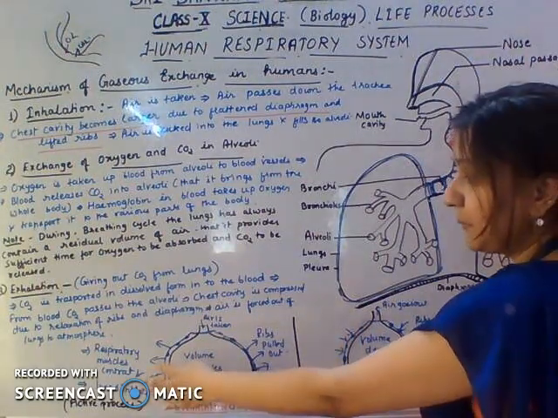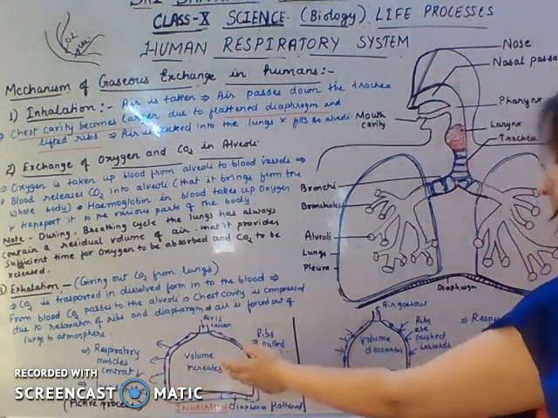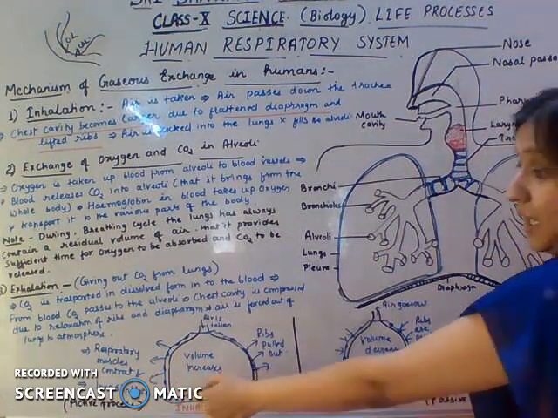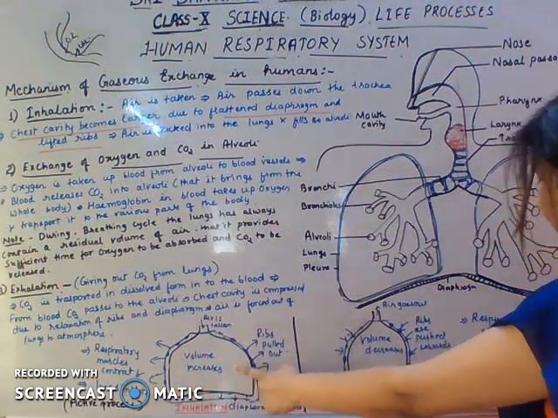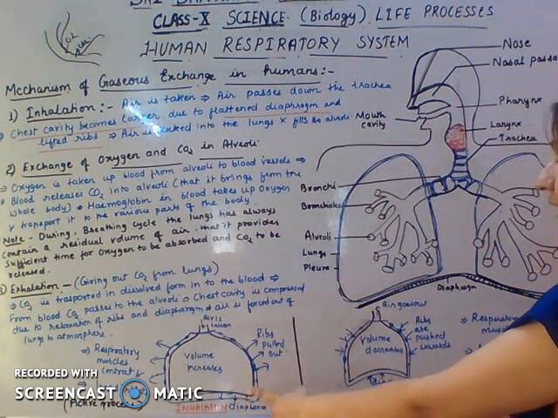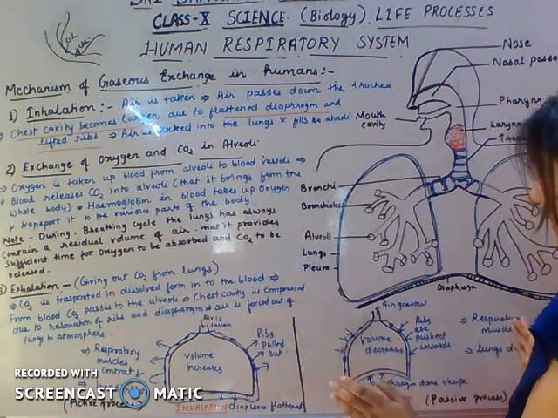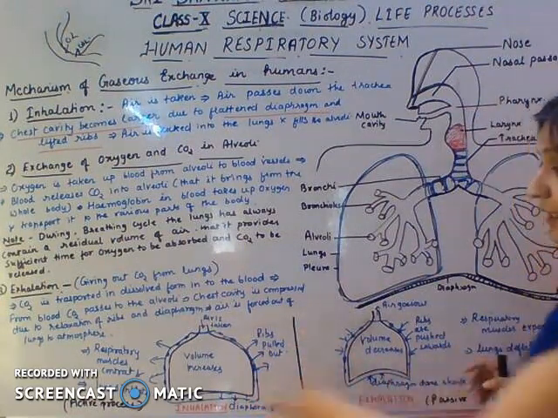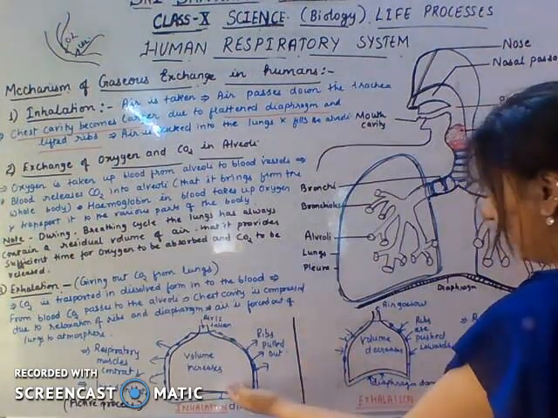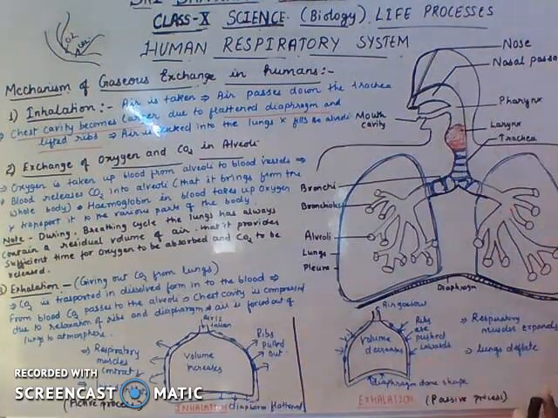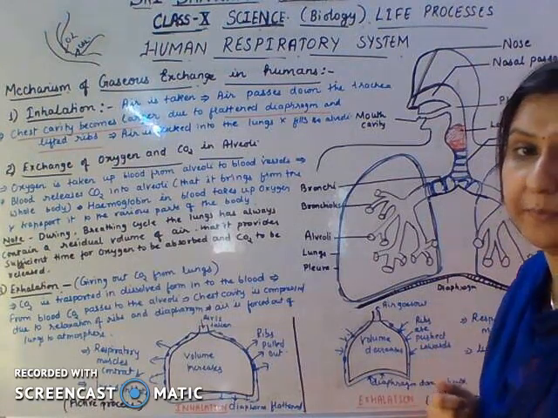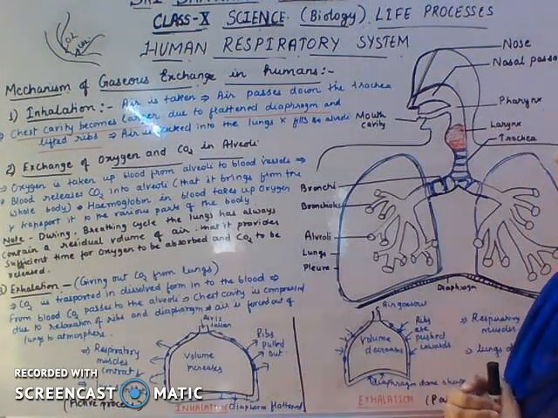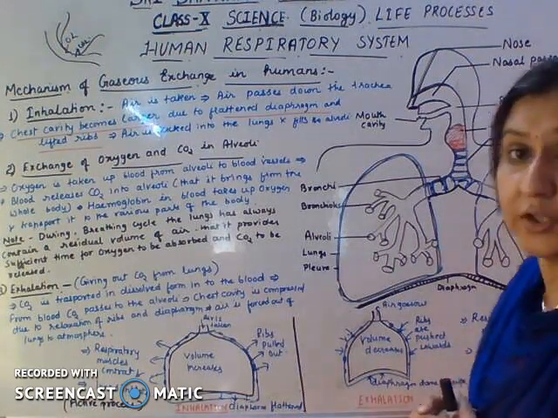The respiratory muscles contract in inhalation, and expand in exhalation. Here the lungs inflate, here the lungs deflate. Ribs are pulled out in inhalation, and pushed in in exhalation. Here the diaphragm gets flattened, and here the diaphragm gets dome shaped. So this is all about the mechanism of gaseous exchange in humans.